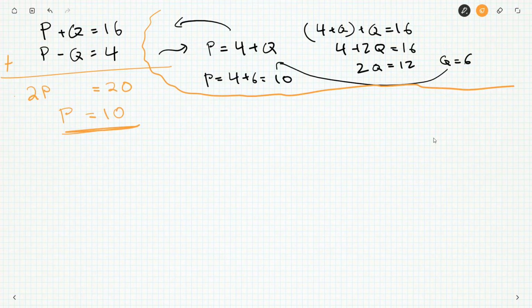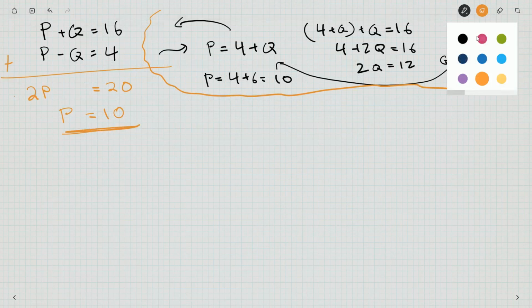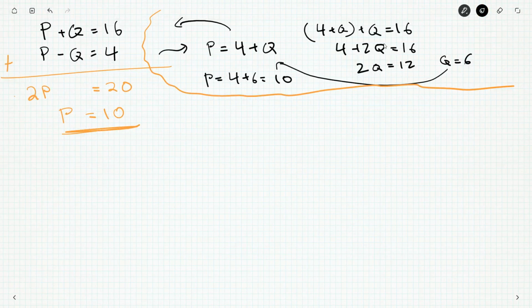Much faster than rearranging. You'll notice I don't know what Q is, but I don't care. I wasn't asked what Q is. And we get, either way, an answer of D. So we bubble in D, and we're good to go.